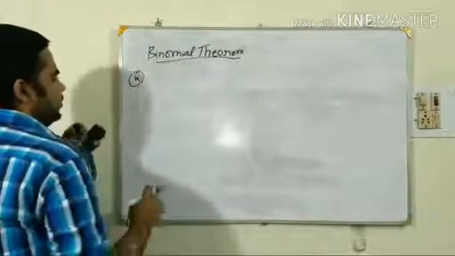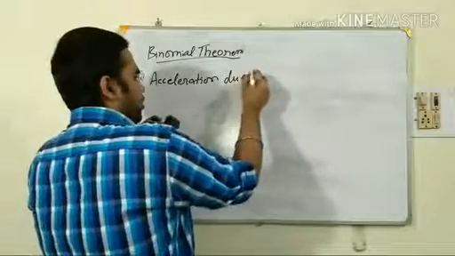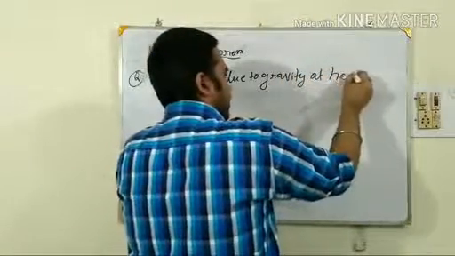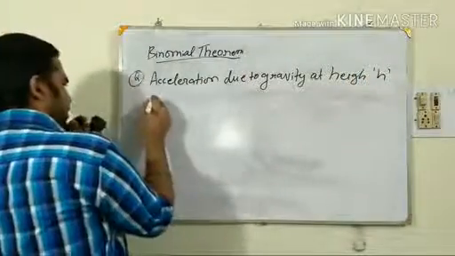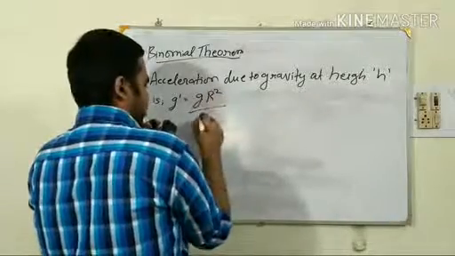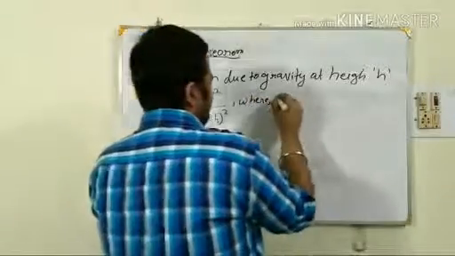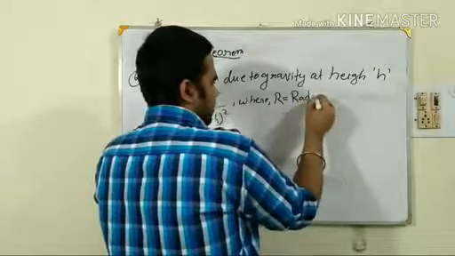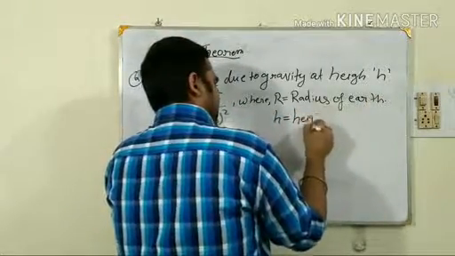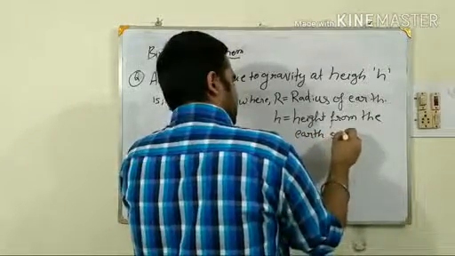The question is: acceleration due to gravity at height h is g dash equal to g R square upon R plus h whole square, where R is the radius of Earth and h is the height from the Earth's surface.